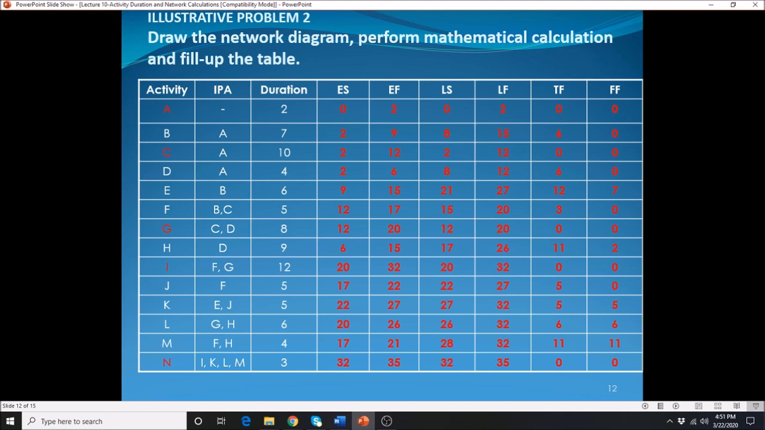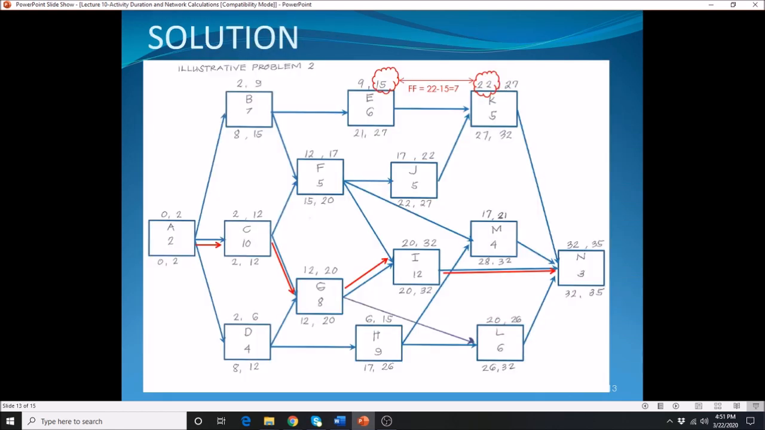Alright, so how do we calculate now the TF? As we defined at the beginning, the TF is the difference either of the late start minus the early start, or the late finish minus the early finish. Either of those two should give you the same number. If it didn't give you the same number, you messed up on your calculation. You may need to go back and recheck your calculation.